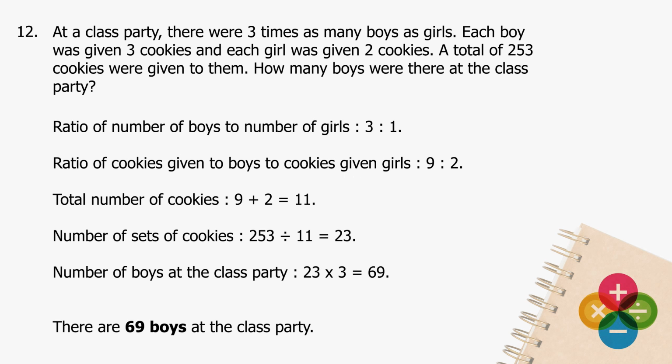The ratio of number of boys to number of girls will be 3:1. The ratio of cookies given to the boys, compared to cookies given to the girls will be 9:2. The total number of cookies will be, add 9 to 2, and the sum is 11. The number of sets of cookies will be, divide 253 by 11, and the quotient is 23. The number of boys at the class party will be, multiply 23 by 3, and the product is 69. There are 69 boys at the class party.